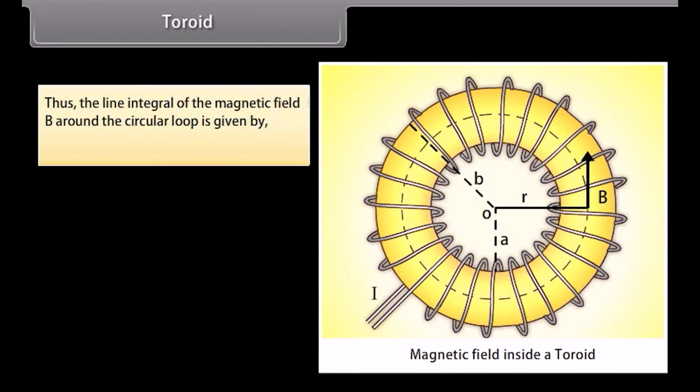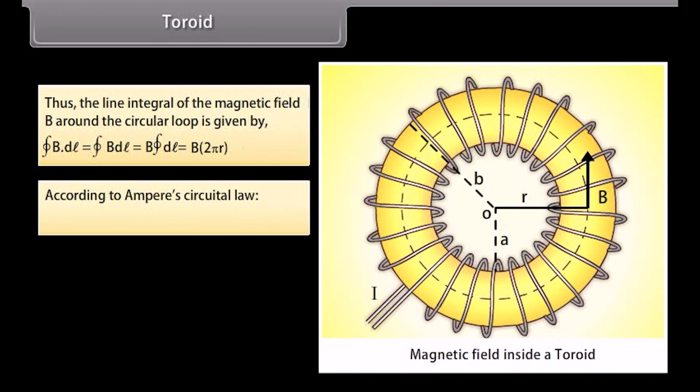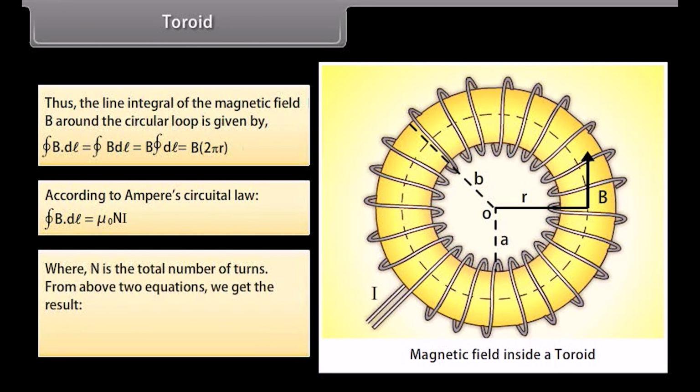Thus, the line integral of the magnetic field B around the circular loop is given by the product of B and 2 pi r. According to Ampere's Circuital law, closed integral of B dot dl is equal to mu naught NI, where N is the total number of turns. From above two equations, we get the result B is equal to mu naught NI divided by 2 pi r.